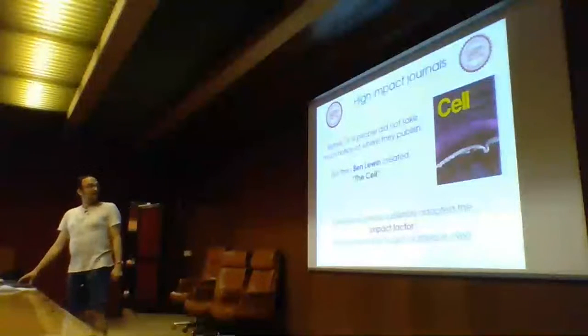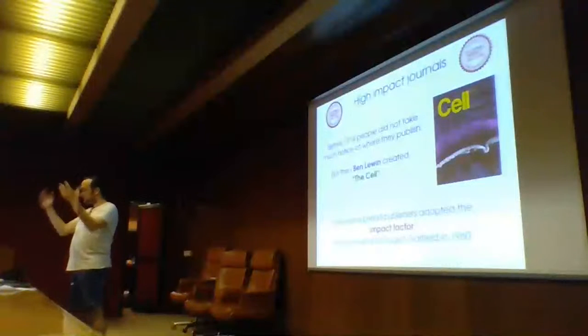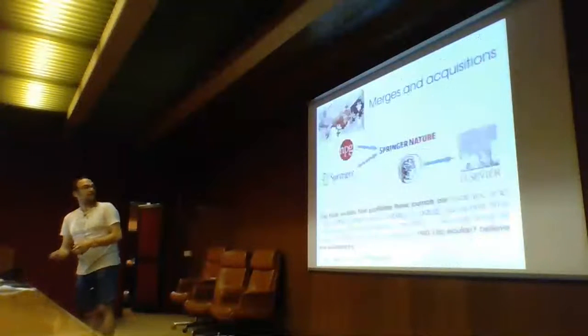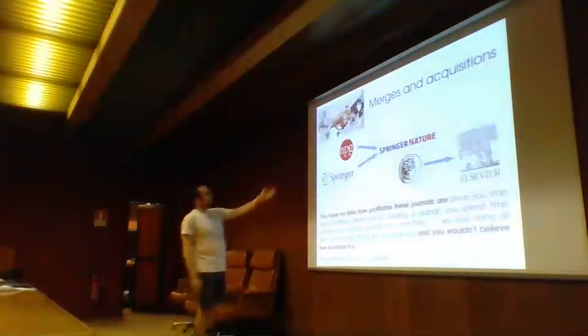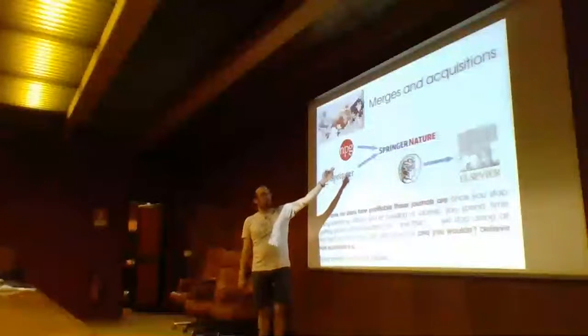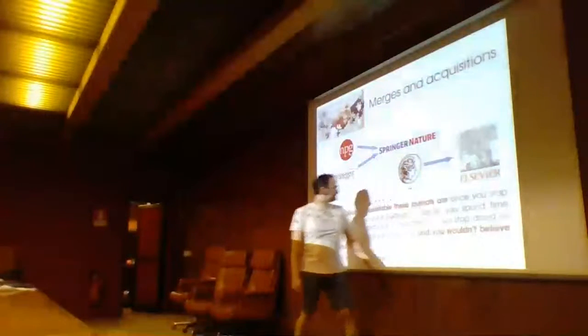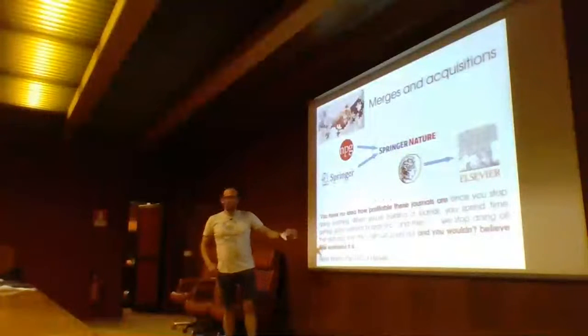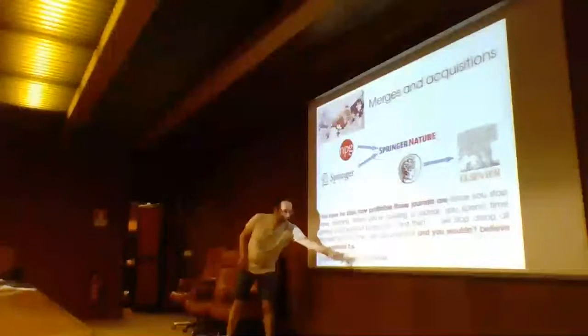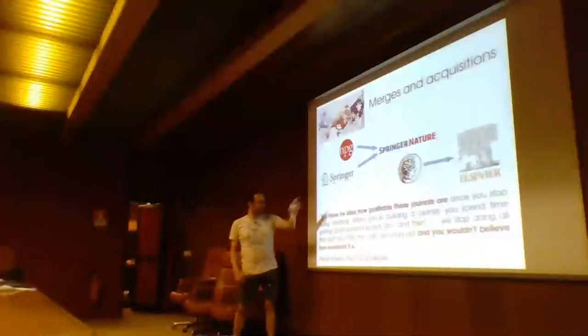So what happened then? These companies continued to grow. There were some mergers. For example, Nature Group and Springer merged together into Springer Nature. Pergamon was acquired by Elsevier. And I just want to report to you this sentence from the CEO of Elsevier when he bought Pergamon.